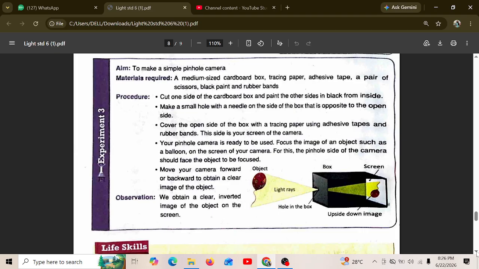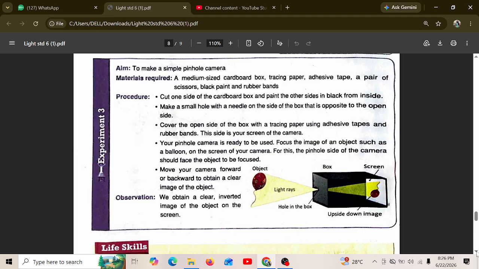Therefore, the light from the top of the object is reaching towards the bottom of the screen, and the light from the bottom of the object is reaching the top of the opaque screen. Therefore, the image becomes inverted when we are seeing it from the other side. So this is one very unique property and one very interesting thing we can see in pinhole cameras.